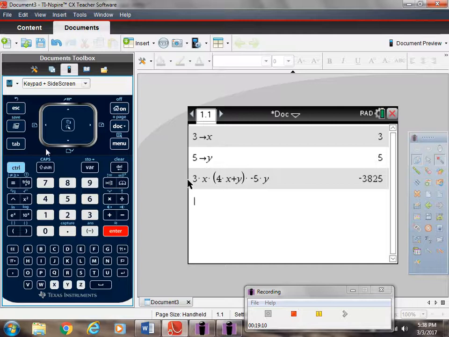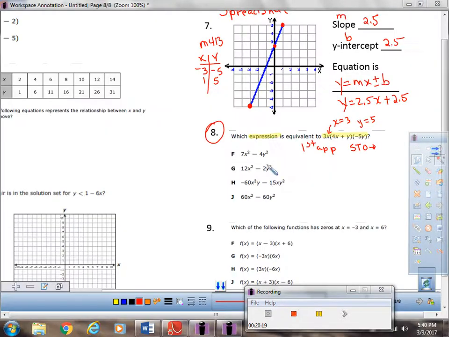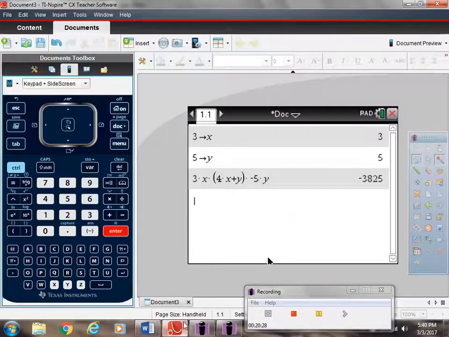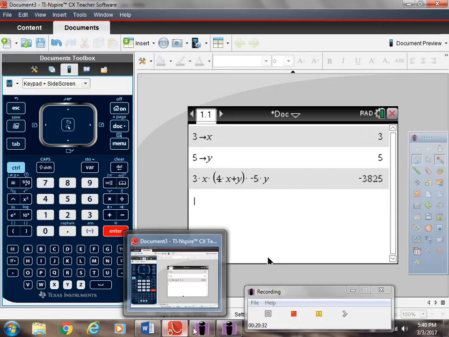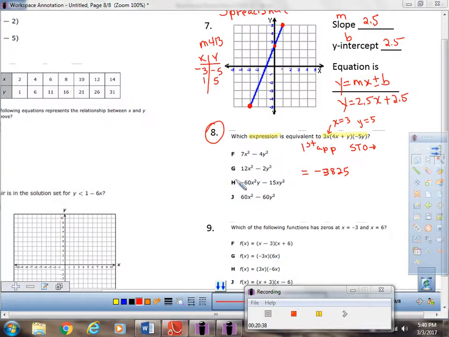So now what I want to do is go through each expression and see which one will give me negative 3825. So we're looking for which one of these will equal negative 3825. So I'm going to type the first one here. Let me go ahead and go straight to the correct answer, so this doesn't take too much longer. The correct answer was H. So I'm going to show you how that's going to equal that.